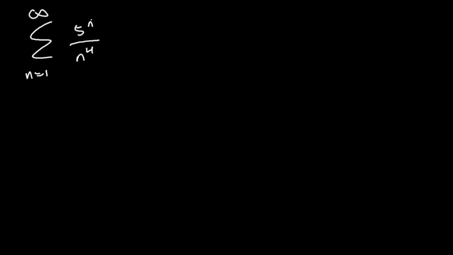Let's go ahead and use the ratio test on this, and the reason why is because we see an exponential. 5 to the power of n is an exponential. So how do you find r? Remember, r is found as the limit as n approaches infinity of a of n plus 1 over a of n. So what's a of n in this case? Well, a of n is simply the original series.